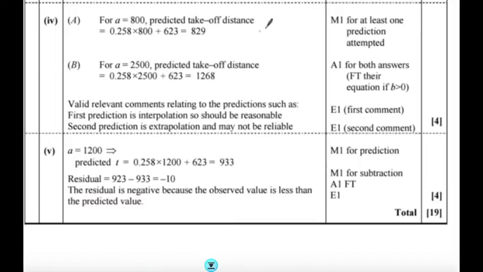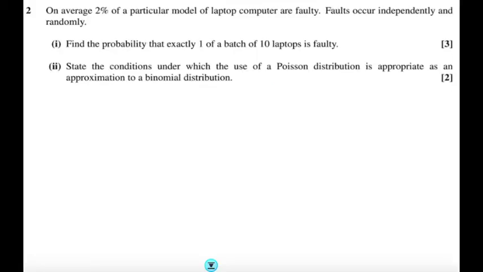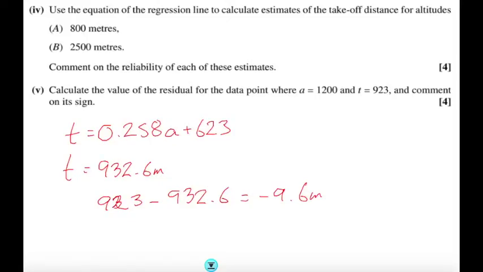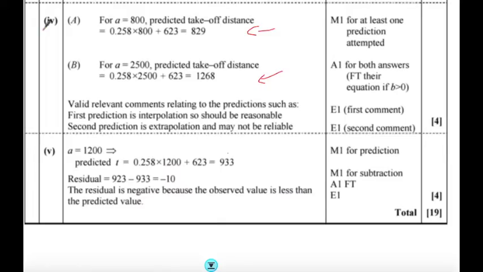Right. So you get a mark for each of these for that, and then a valid relevant comments relating to the predictions, such as first prediction is interpolation, second is extrapolation. So for this one, you get a mark for getting 933, which is basically what we got. A mark for minus 10. Did we get that? That sounds a bit off. They've rounded it to 3 significant figures. The residual is negative because the observed value is less than the predicted value, so that's what you need. So if it's positive, it will be the other way around, where the predicted value is higher than the observed value.